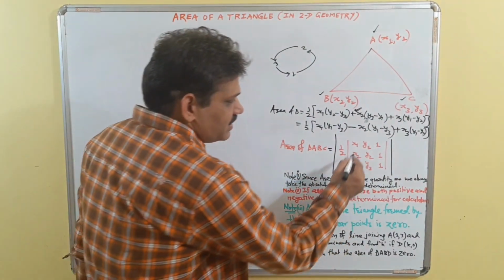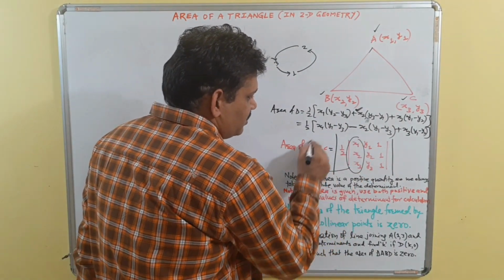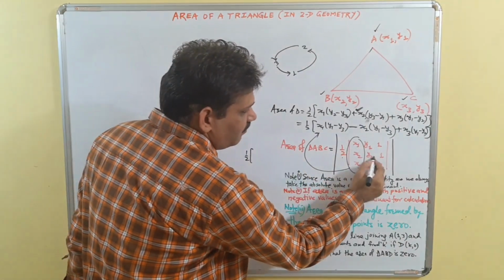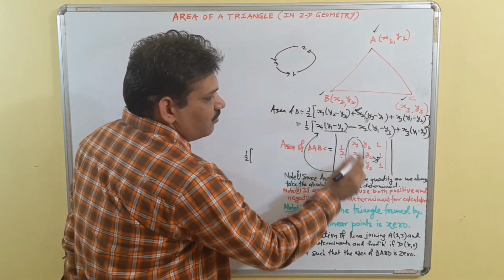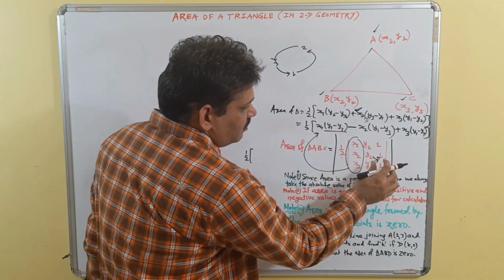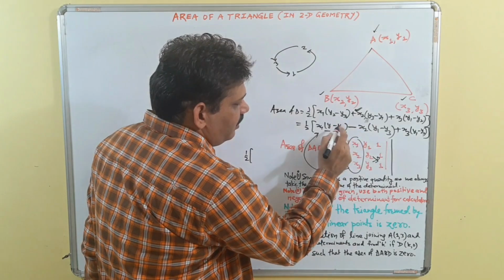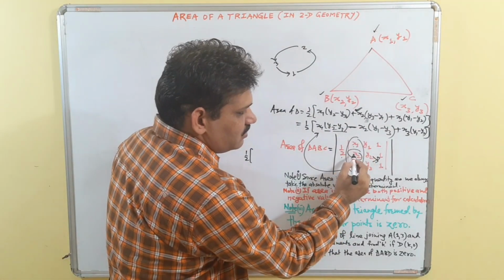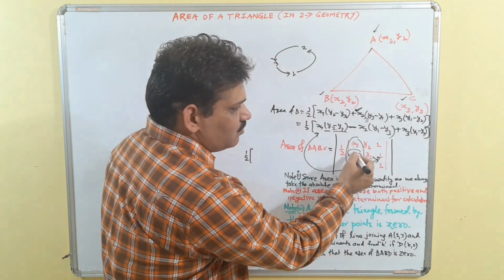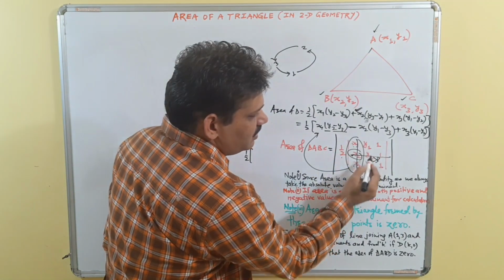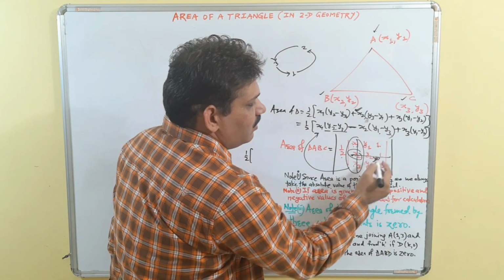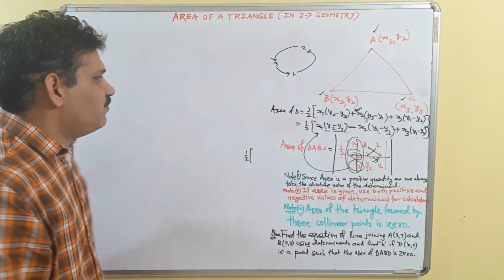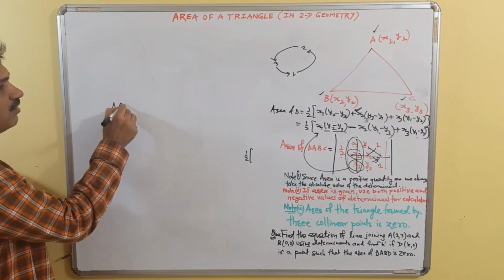See, if you try to expand it along the first column, you are going to get this quantity. See how: half, then x1 multiplied by y2 minus y3, minus x2, since the cofactor signs are plus minus plus, so minus x2 times y1 minus y3, plus x3 times y1 minus y2. So this is a simple formula for the area of triangle ABC.